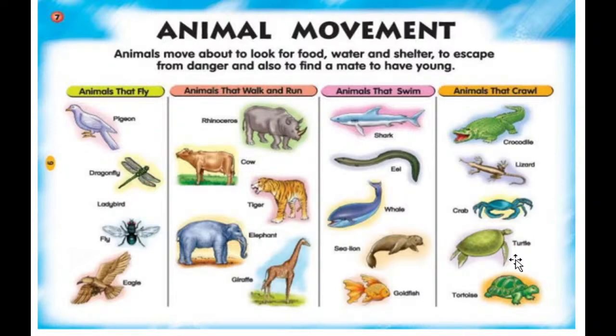Now, when we talk about second, the animals that walk and run. Now, these animals have, you can see in the pictures, what do they have? They have legs. So with the help of their legs, they walk and run. Now, when we talk about the water animals, especially fish, shark, then you can see they have fins, okay? Even small or big, with the help of their fins, they move, they swim, okay? And now see the last one, the animals that crawl.